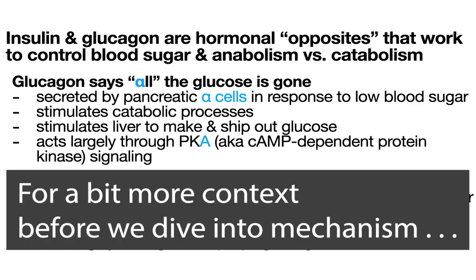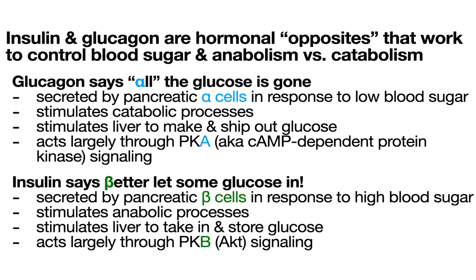I like to think of insulin as saying, better let some glucose in, because it's produced by beta cells of the pancreas, and it tells the cells, hey, the blood sugar is high, let's let this glucose in, and let's link it up to form glycogen. So let's take those individual glucose units and link them up, and this is a process called glycogenesis.